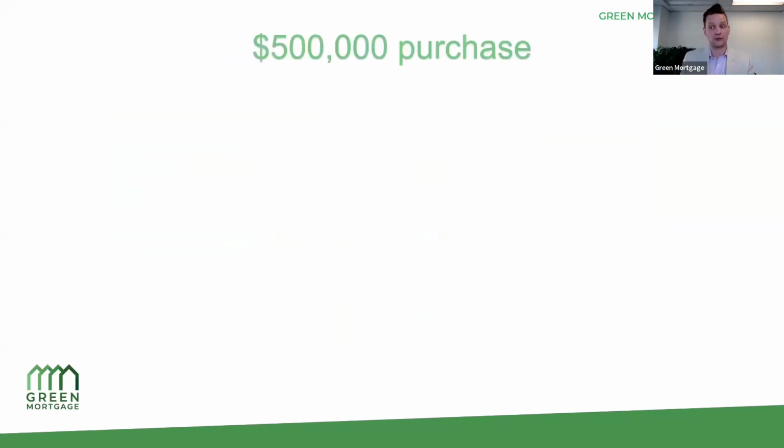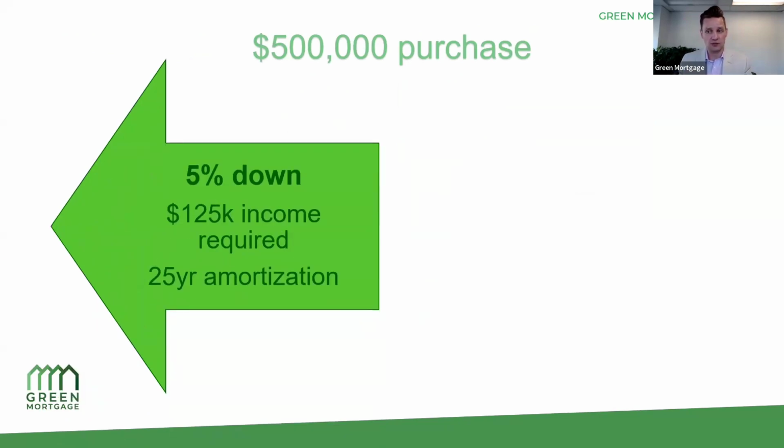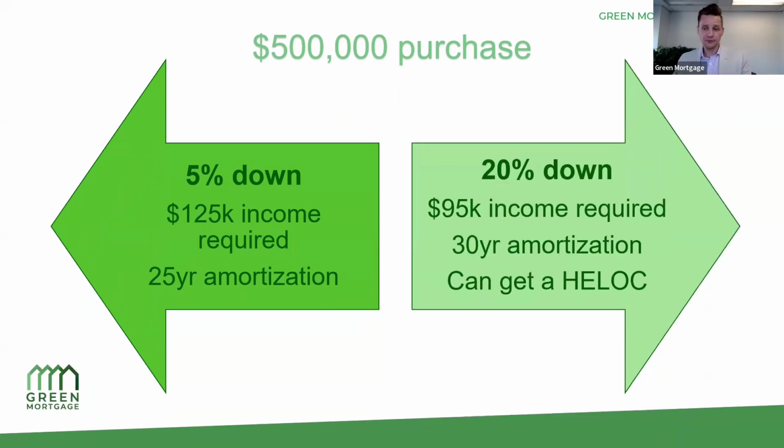Now, when you're looking at buying your first home, just keep in mind that there's a couple different directions that you can take with it. You can put 5% down, and that would mean that on a $500,000 purchase, you probably need about $125,000 of income, and you'd be looking at a maximum of a 25-year amortization. You can also put 20% down, and this would require a lower amount of income for you to qualify.